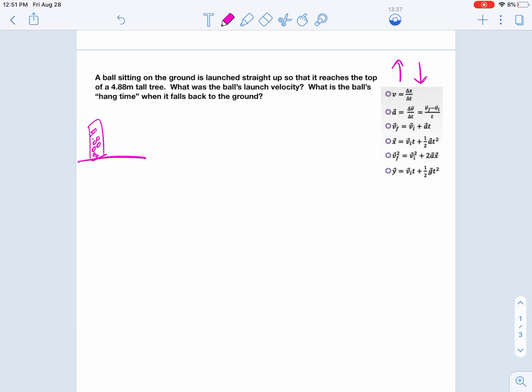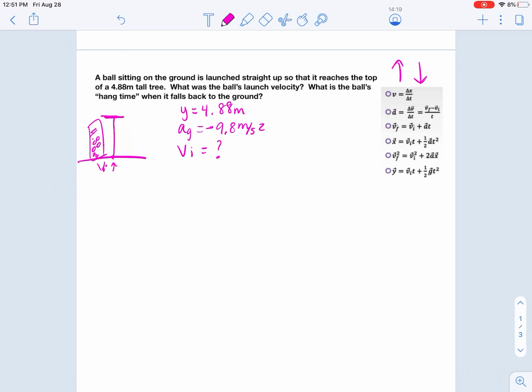So my object is going to start down here on the ground and it's going to go up to this location, to the top of the tree. What is the ball's launch velocity? So in other words, they want to know what velocity was given to the ball initially so that it was sent upward into the air. So listing my givens here, I have a vertical height of 4.88 meters. My object is accelerating because of gravity, always in the vertical direction. And they are asking me to solve for my initial velocity.